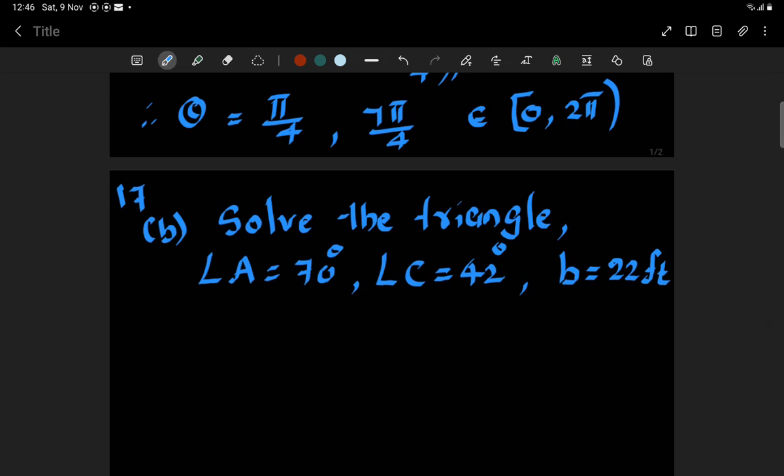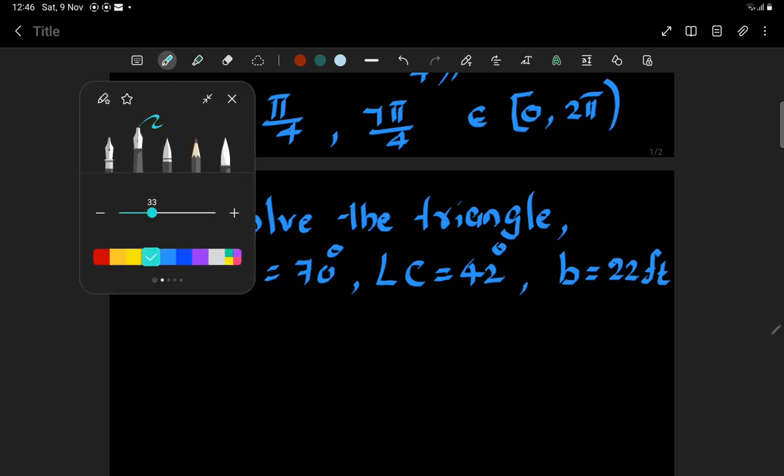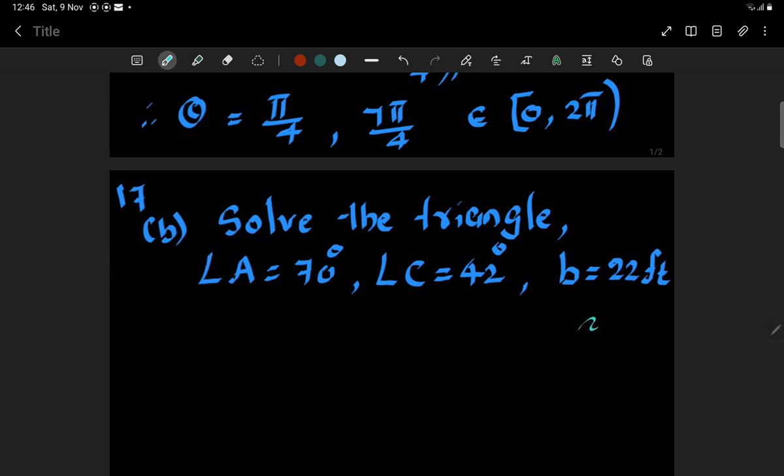So solve the triangle means we need to find the other angles and other sides. So what are the other angles? We need to find angle B. Okay, angle B we need to find, and side a we need to find, and side c also we need to find.